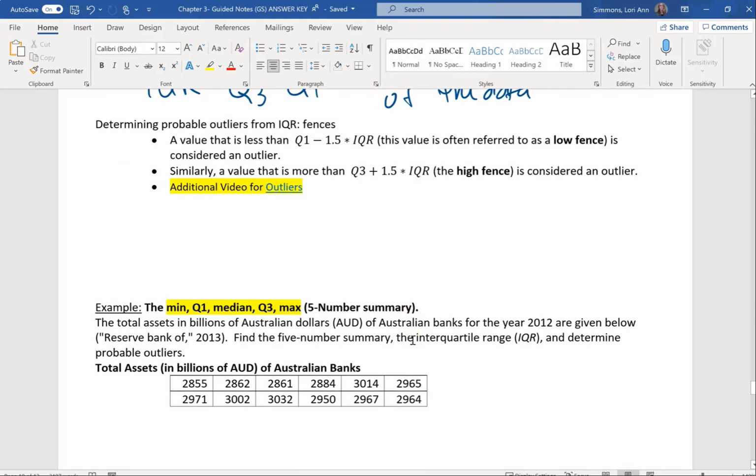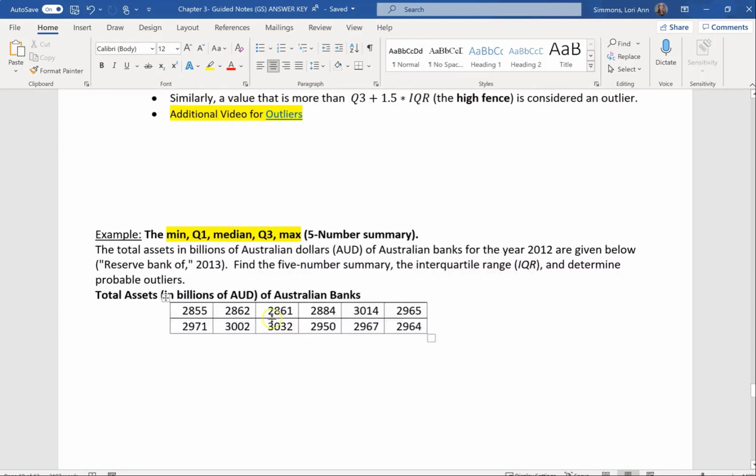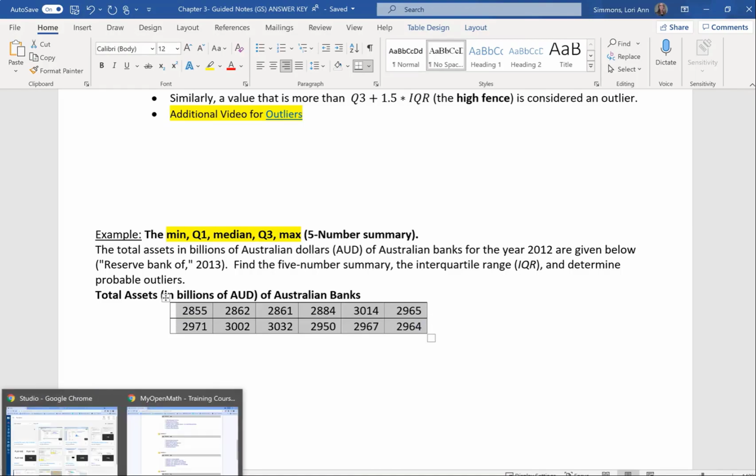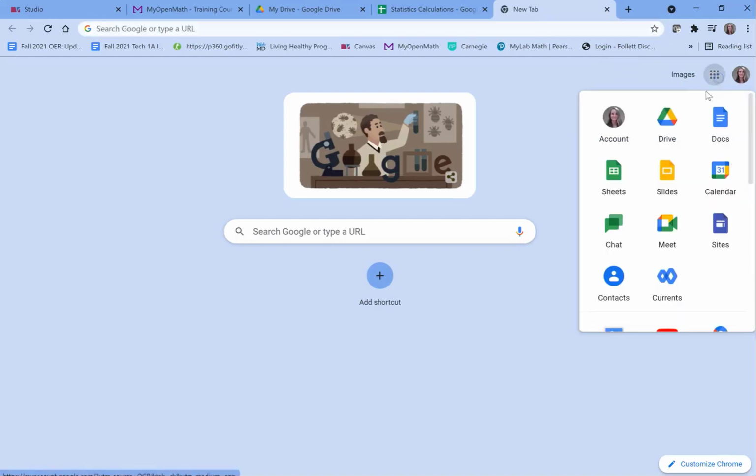So let's look at this example. We have the min, quartile 1, median, quartile 3, and max. That's your 5-number summary. The total assets in billions of Australian dollars of Australian banks for the year 2012 are given below. Find the 5-number summary, the interquartile range, and determine probable outliers. Okay, so I'm sure we could all do this by hand. I'm going to write it in this increasing order, but I want to show you it on the Google Sheets.